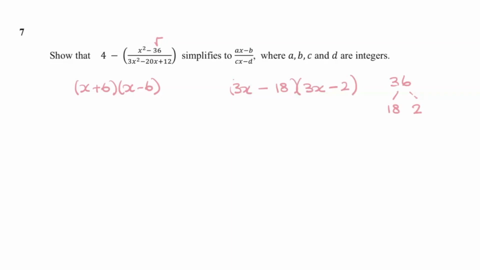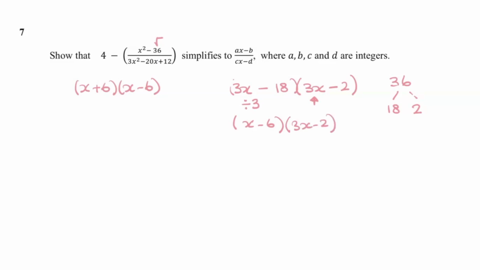And now I will simplify my brackets where I can. This bracket, both terms are in the 3 times table, so I can divide through. That's going to give me x minus 6. And this bracket is already in its simplified version, which is 3x minus 2. Now I've got them both factorized.